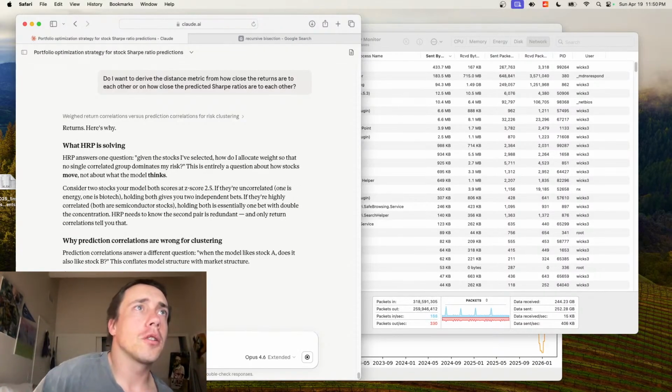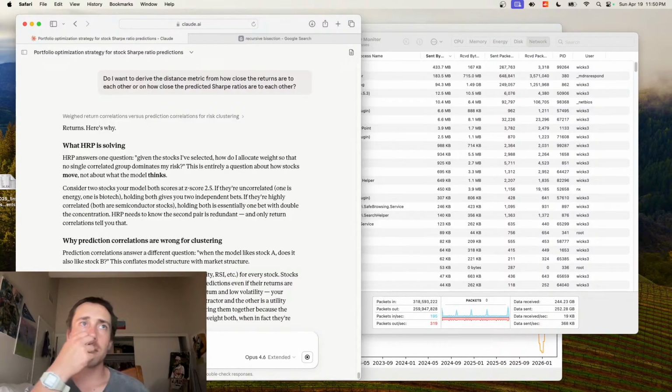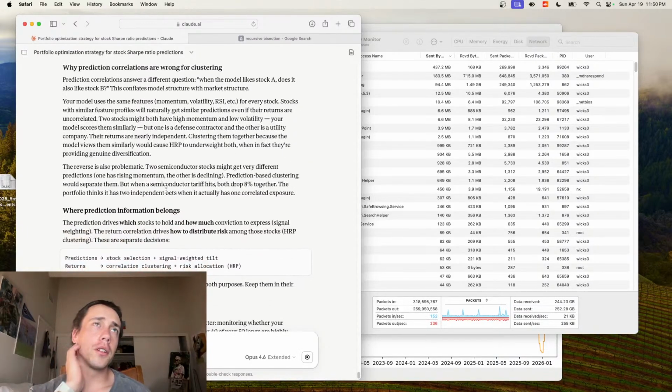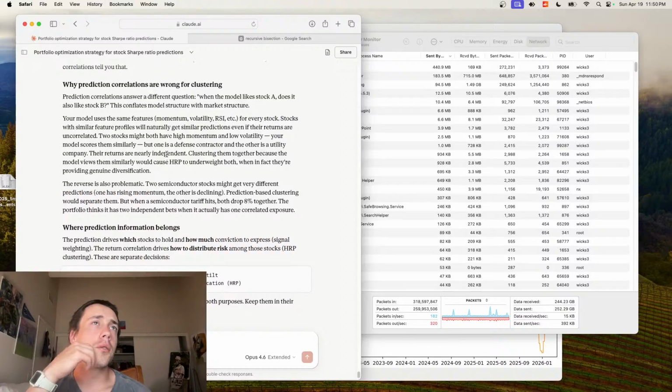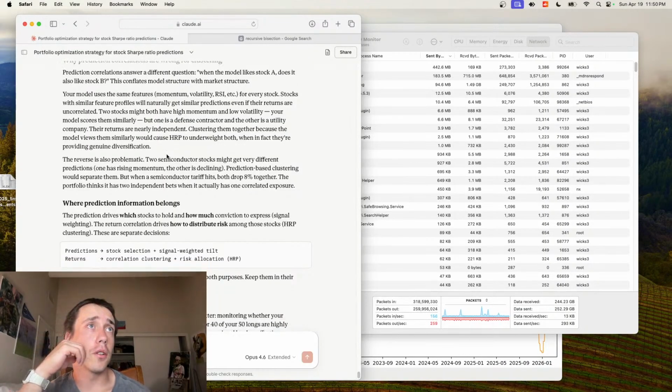Returns, here's why. What HRP is solving: given the stocks I've selected, how do I allocate weight so that no single correlated group dominates my risk? Prediction correlations answer a different question. When the model likes stock A, does it also like stock B? This conflates model structure with market structure.